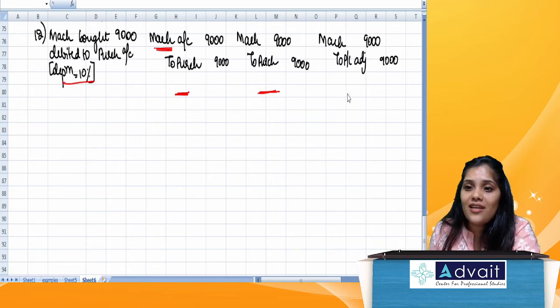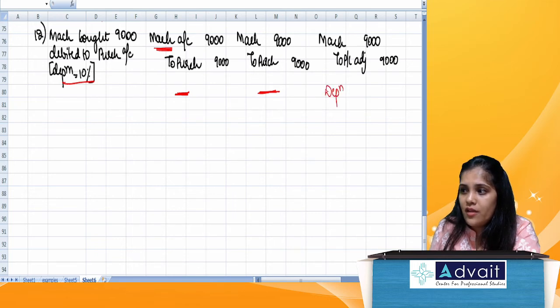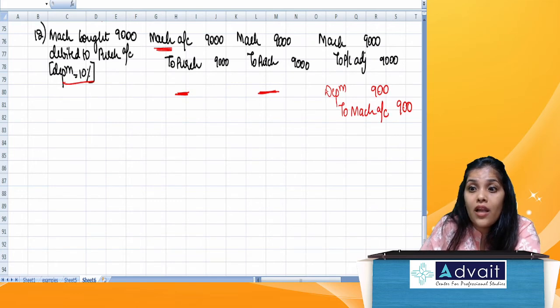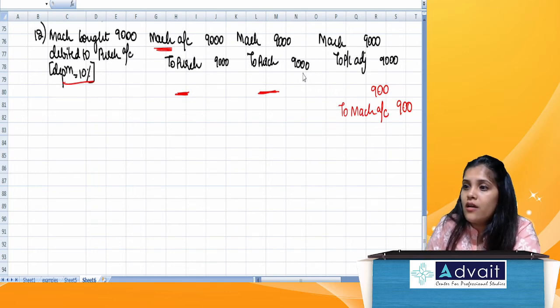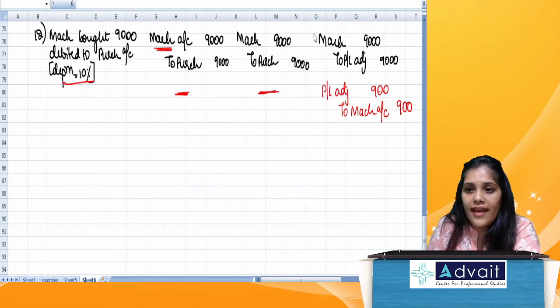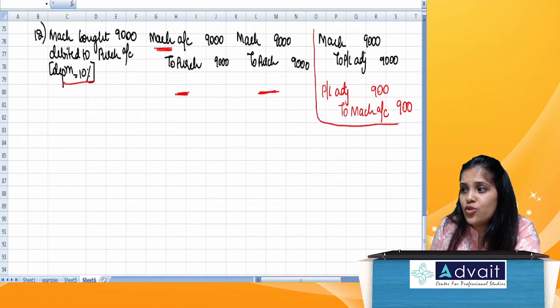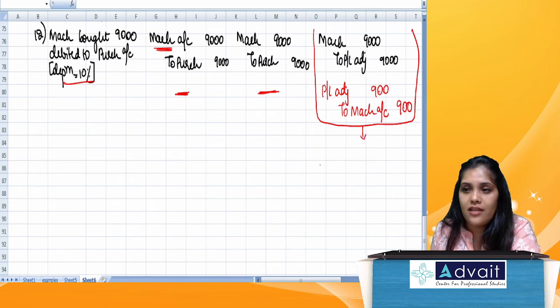Correct, everybody? So the depreciation journal entry is what? Depreciation account debit to machinery account. Let's say 10%, 900. But since you are in the next year, you cannot write depreciation, a nominal account. So what should we write? P&L adjustment. Now, in the exam, they don't expect us to pass two entries. They expect us to pass one net entry. So P&L adjustment should be credited with 900 and debited with 9000, so the net credit will be 8100.